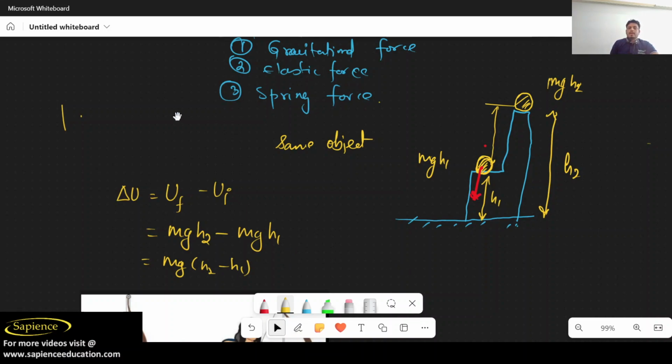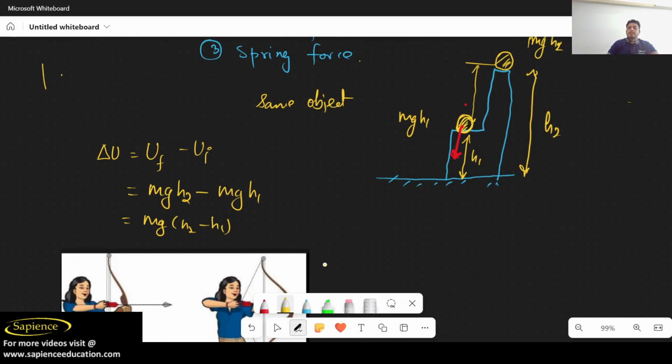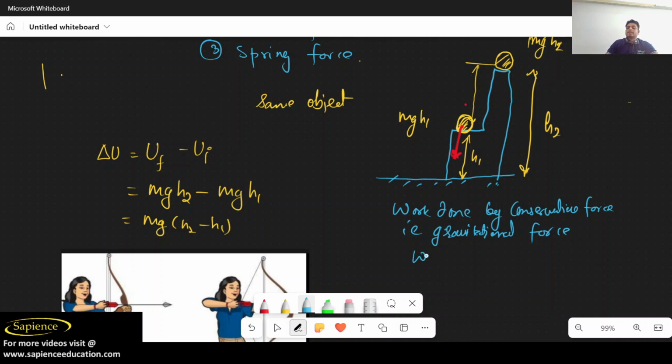Now again, if I talk about the work done by the conservative force, that is gravitational force, how will I write it? It can be written as W is equal to force into dx. But here, how much is the force? An object is being shifted from height h1 to h2. So gravitational force will act downward. So this is your gravitational force, that is mg.